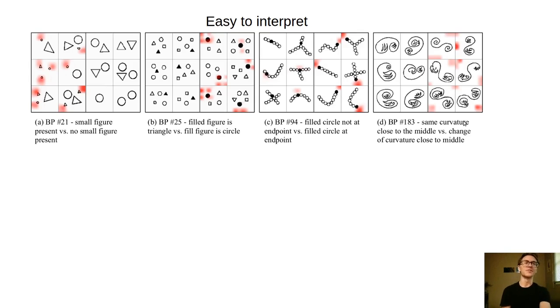Sometimes the rule it learns is interpretable, but it's not actually the intended rule. For example, in BP number 183, the intended rule is same curvature in the middle versus a change in curvature. However, we can see that the rule learned here is more like, on the right-hand side, there are large empty spaces near corners, whereas on the left-hand side, that is not quite as true.